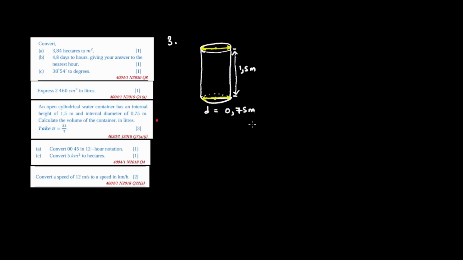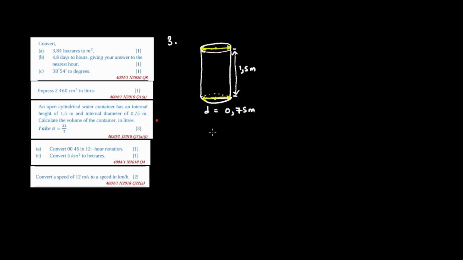The diameter is 0.75 meters. Make sure that your units are the same. Sometimes they can give centimeters and mix them with meters. If you do not take account of it, and do not convert your numbers to have the same unit, the answer you get will be wrong. So that's also somewhere to be careful. This is the cylindrical water container we are given and the dimensions we are given. Calculate the volume of the container in liters. It is important to note it should be in liters.